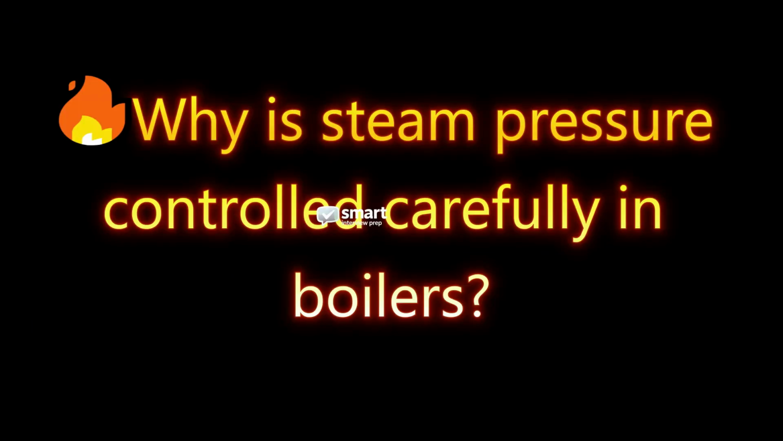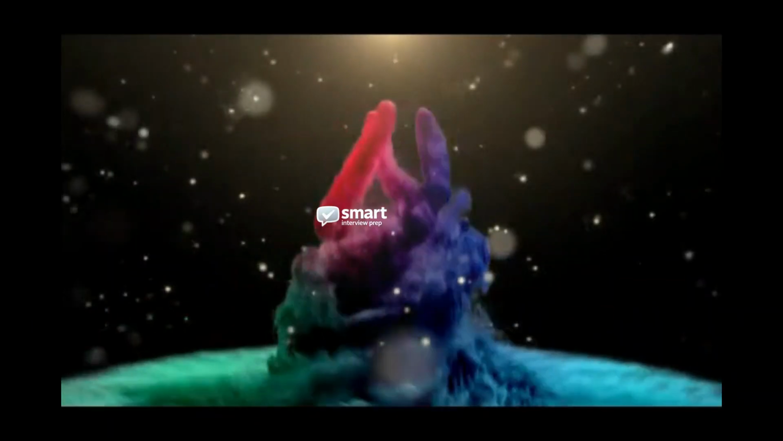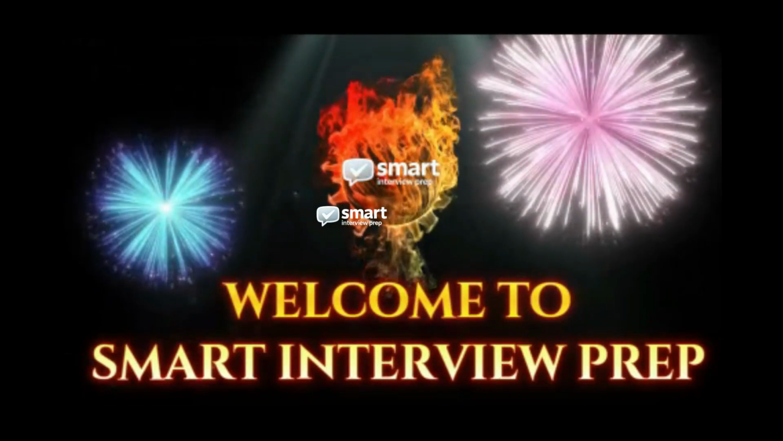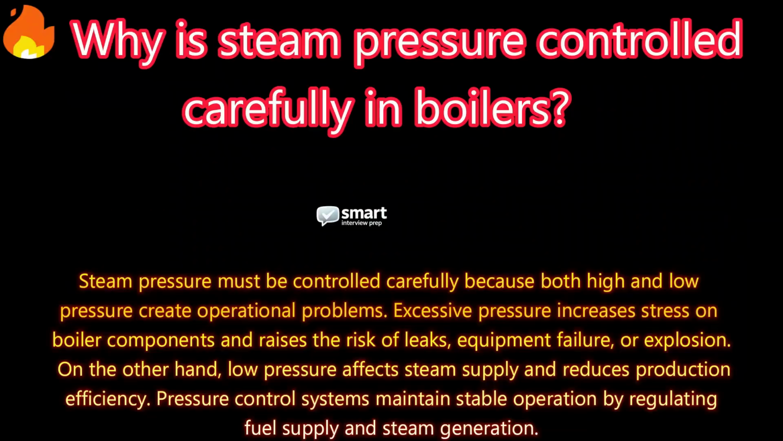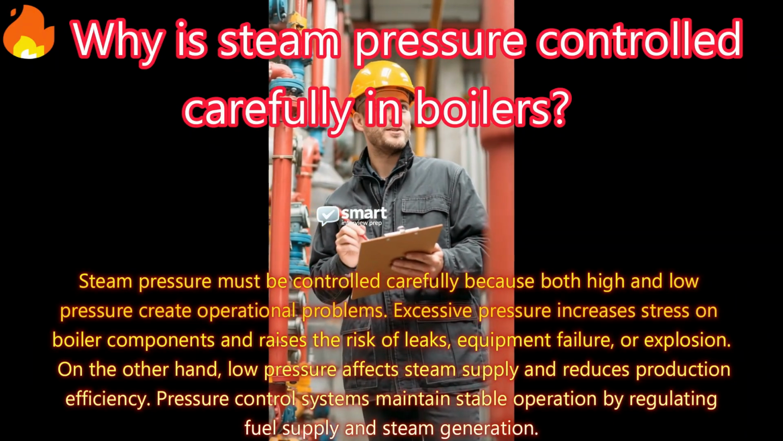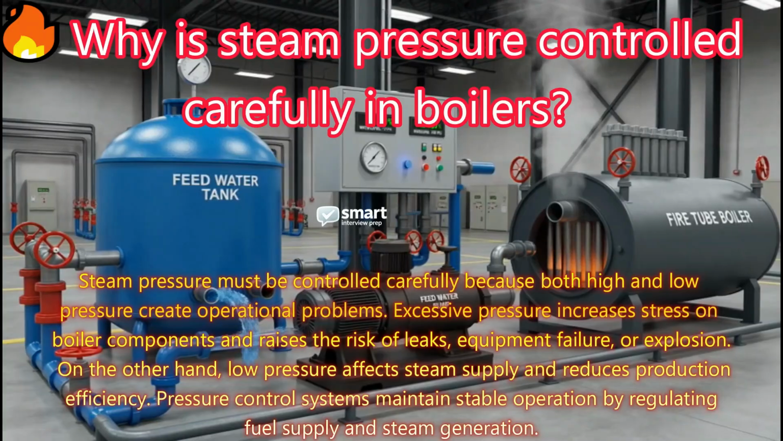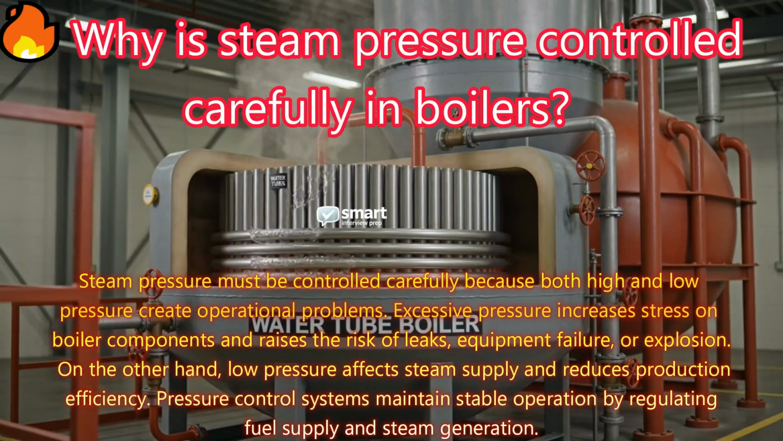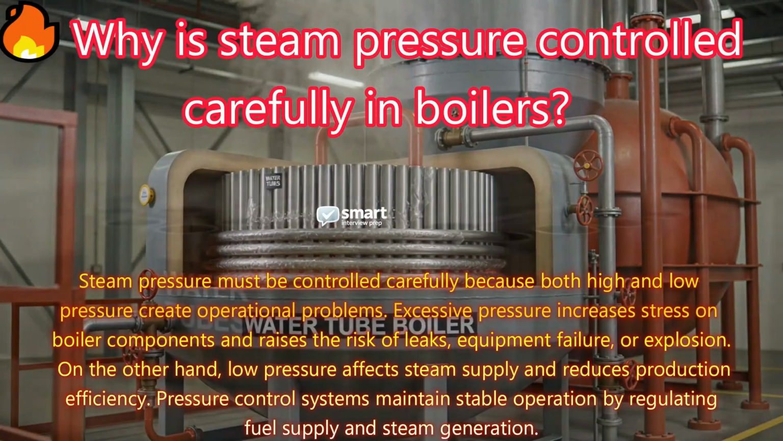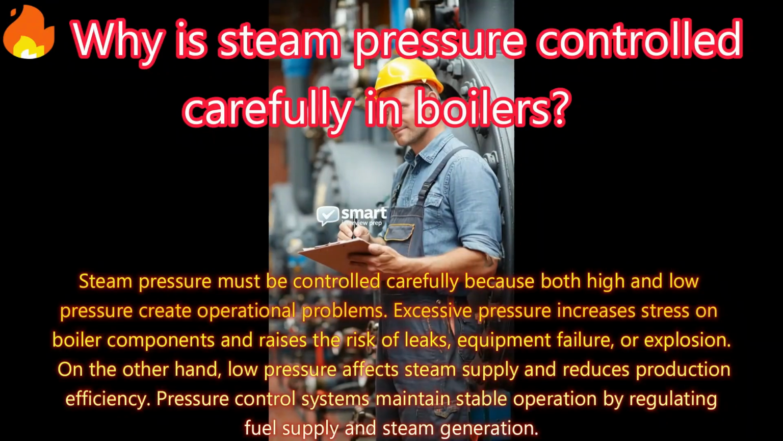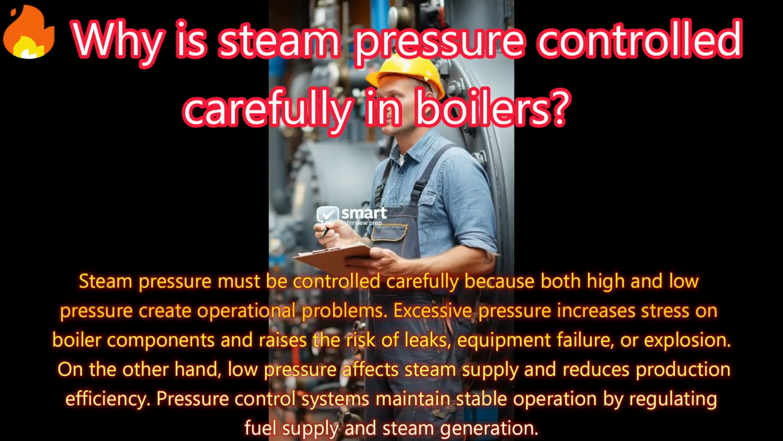Why is steam pressure controlled carefully in boilers? Answer. Steam pressure must be controlled carefully because both high and low pressure create operational problems. Excessive pressure increases stress on boiler components and raises the risk of leaks, equipment failure, or explosion. On the other hand, low pressure affects steam supply and reduces production efficiency.